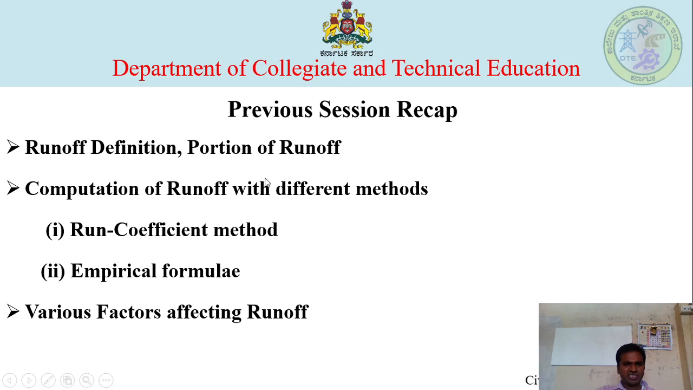Before going to the current session, we are going to recap some of the chapters of the previous session. In the previous session, we learned about runoff and its definition. What are the portions of the runoff? What are the methods to compute the runoff? Runoff coefficient method, empirical formula, and what are the factors affecting the runoff.